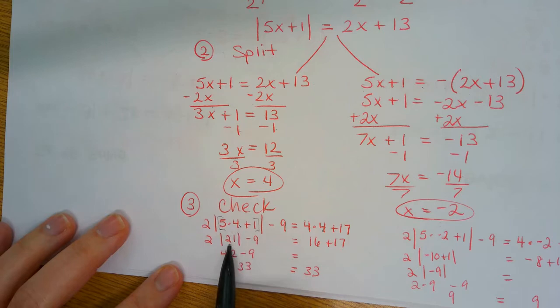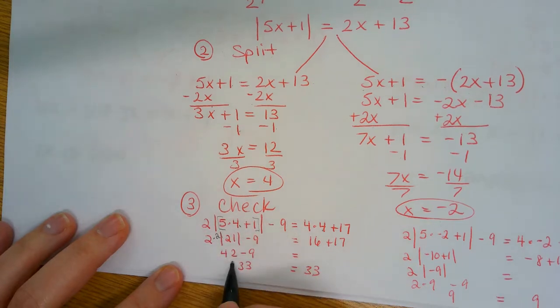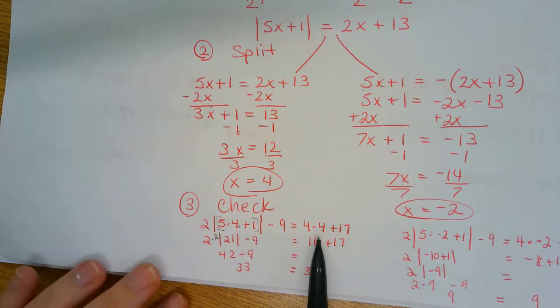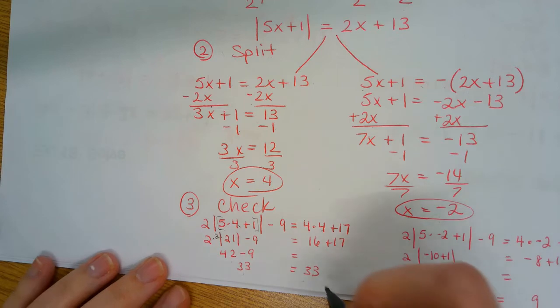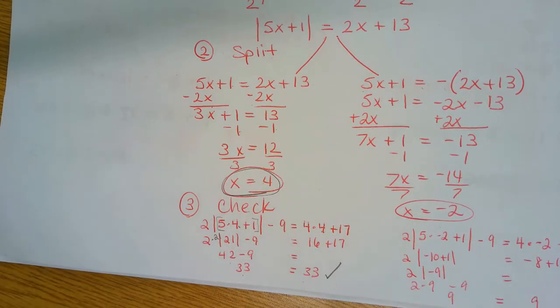So when I type that in, I got 21. Absolute value of 21 is just positive 21. So I'm doing 2 times 21 to get 42. And then I can subtract my 9 to get 33. So think of those absolute value symbols like parentheses, and you have to do those first. Then on the other side, you can just plug in the entire side and you got 33. So this side checks, so that's why this one would be an answer. So you would circle that guy.